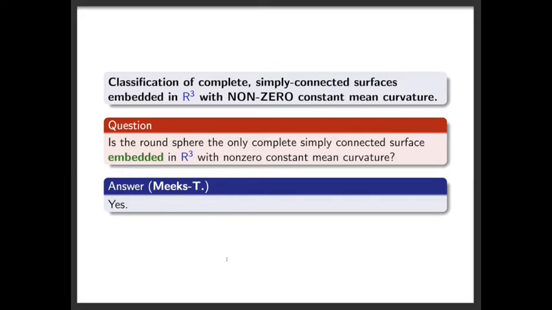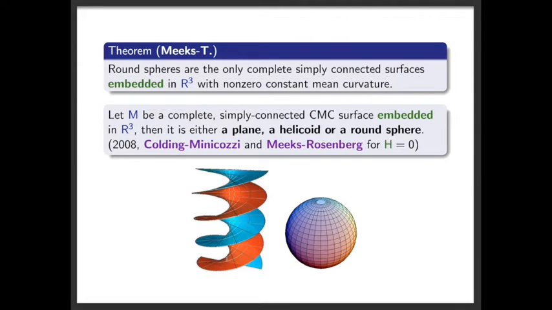And if you ask this question in this way, then the answer is no. The round sphere is the only thing that you get. So in the minimal case, you have the plane and the helicoid. In the CMC case, you only have round spheres. So this result of ours, together with the Hopf and Alexandrov and Meeks and Rosenberg results, classify simply connected CMC surfaces embedded in R3. They can only be planes, helicoids, or round spheres.